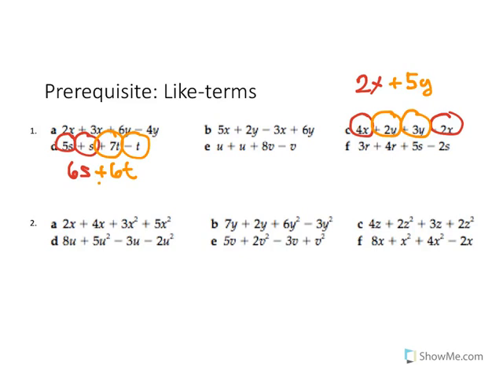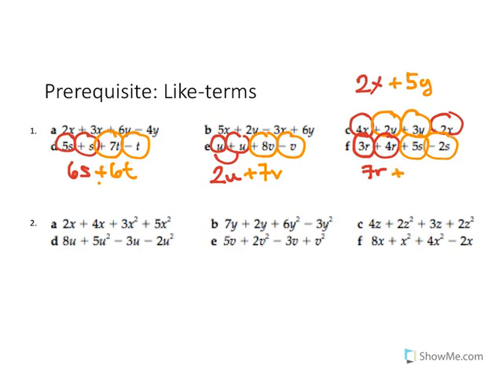You always have to have a plus, a minus, a times, or division, a function to connect the terms. Moving on, you have u plus u, that makes 2u, and then you have 8v minus v, so that will leave you with positive 7v. In F, 3r plus 4r leaves you with 7r's. Then 5s minus 2s's leaves you with 3s's.